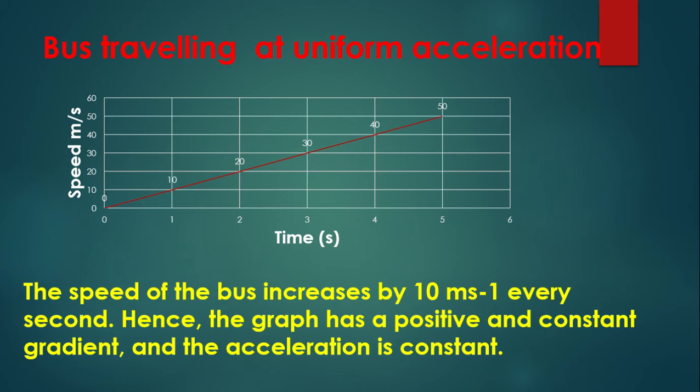Bus traveling at uniform acceleration. The time taken is 1, 2, 3, 4, 5 seconds. The speed of the object is 10 meters per second in 1 second, 20 meters per second in 2 seconds, 30 meters per second in 3 seconds, 40 meters per second in 4 seconds, 50 meters per second in the 5th second. The speed of the bus increases by 10 meters second power minus 1 every second. Hence, the graph has a positive and a constant gradient and the acceleration is constant.